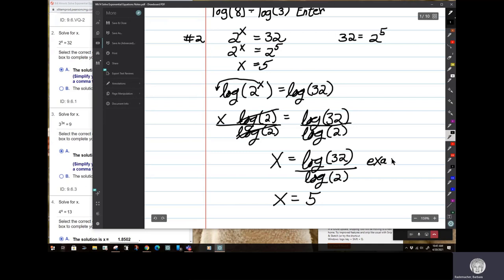This is the exact answer, exact solution. I want you to be aware of that. But on rare occasion, you actually get an exact solution from a calculator. How do I know if it's an exact solution? Because there are no decimals. That is, there's not a long decimal that you have to round to four decimal places. There's just a five.